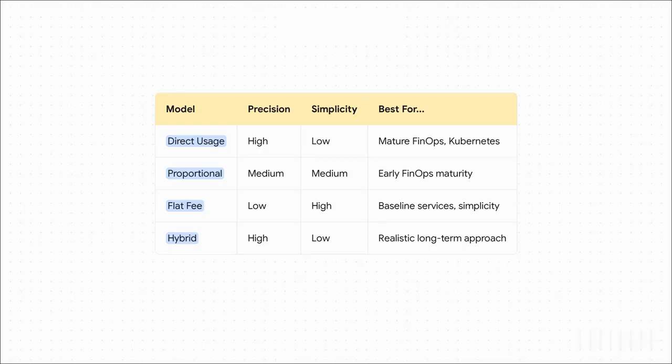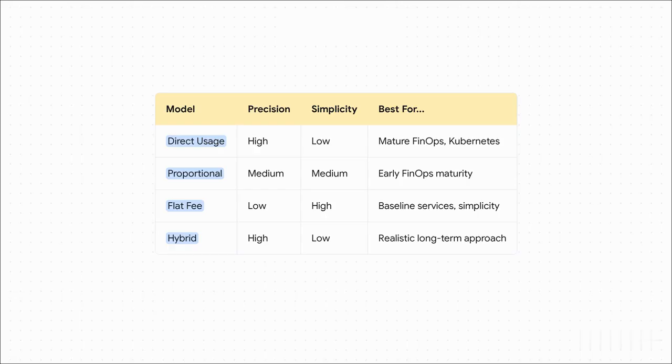All right, this table really breaks it all down, showing the trade-offs for the 4 main ways to do this. So first up is direct usage. This is the gold standard for precision. You're measuring exactly what each team used, but it's also the most complex to set up. Then there's proportional. This is a great place to start. You basically split the bill based on some ratio everyone agrees on. A flat fee? Well, it's the simplest, right? Everyone pays a set subscription. The downside is it doesn't really encourage anyone to be efficient.